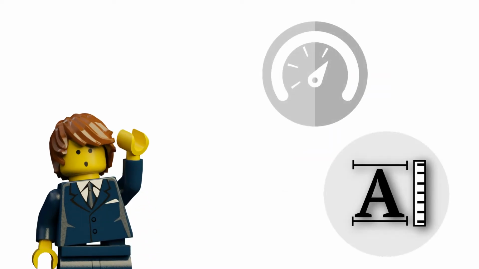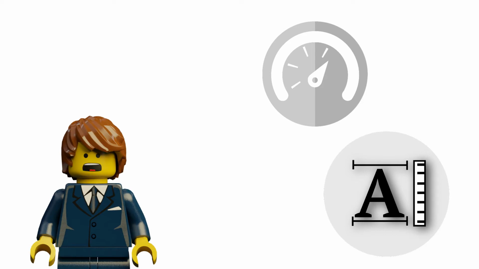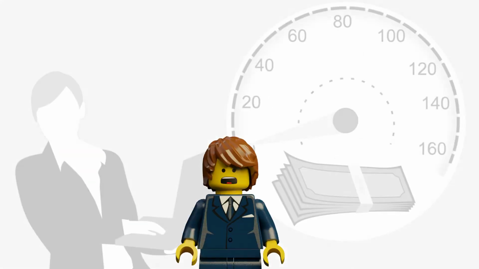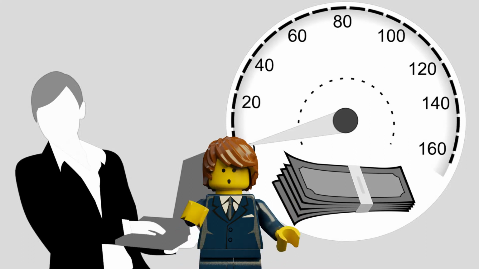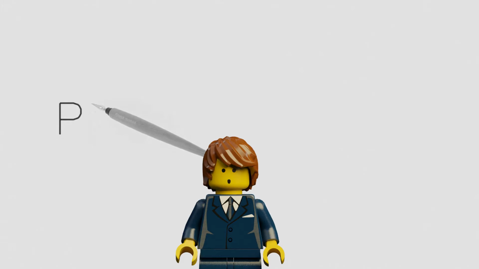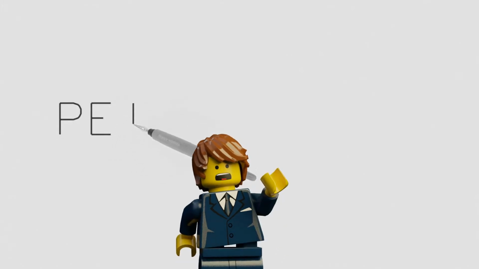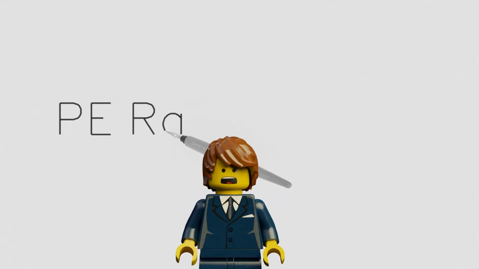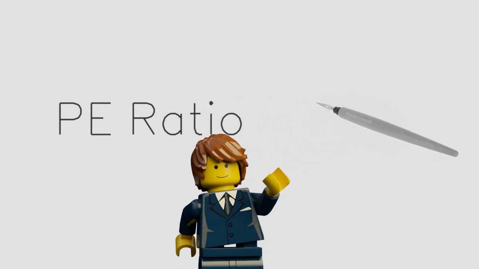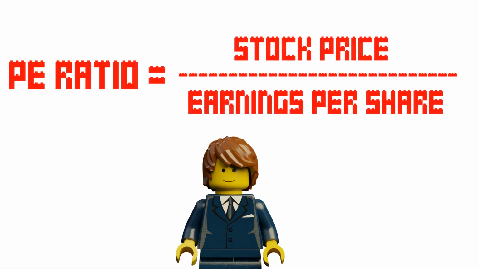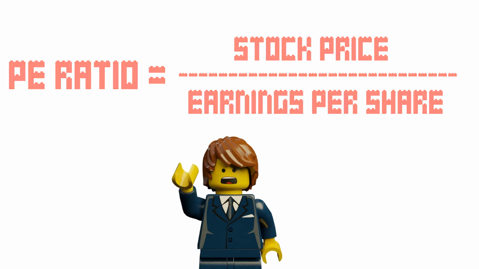But there are some metrics to at least gauge how expensive the stock is, compared to the underlying business. These metrics are used for valuing companies and to find out whether they are overvalued or undervalued. Today we will explore something called the P/E ratio, or price-to-earnings ratio. The P/E ratio is the ratio of a company's stock price to the company's earnings per share.